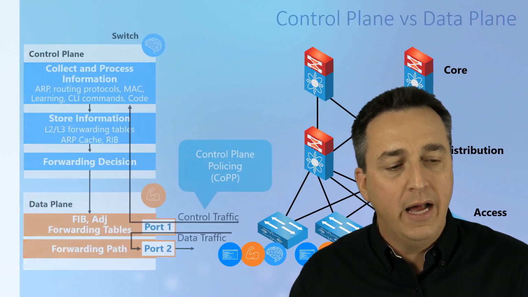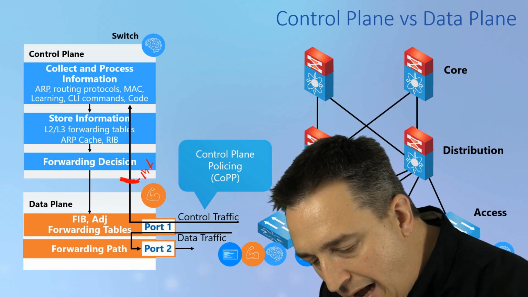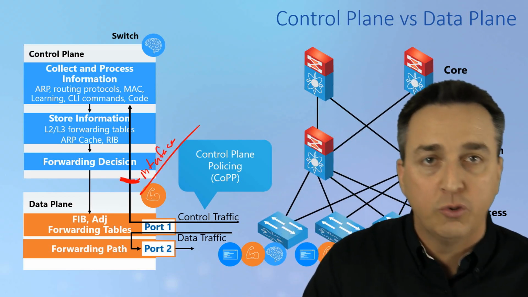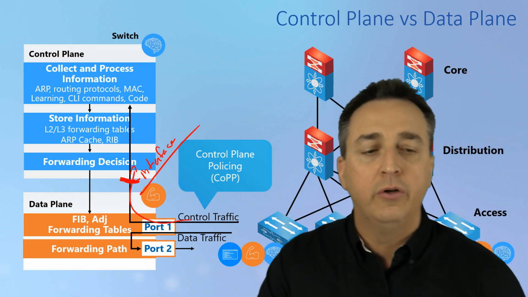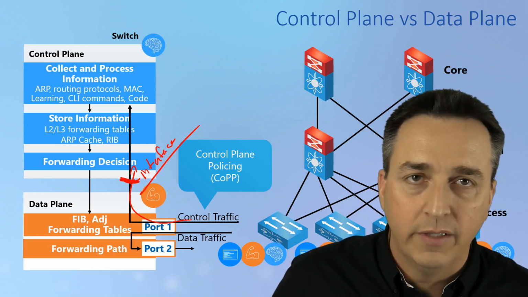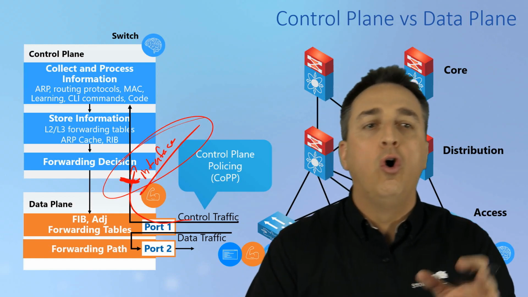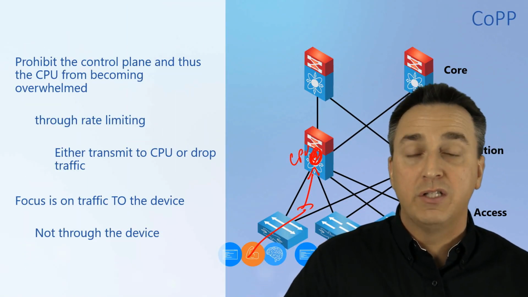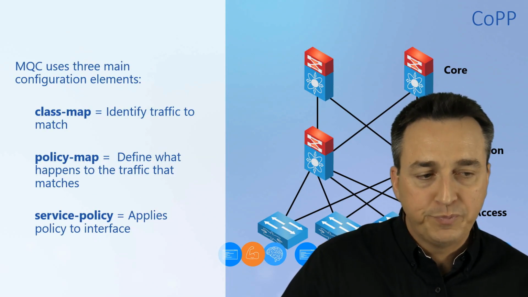And the reason why is because on our control plane right here, we actually have an interface. It's our control plane interface. It's a virtual control plane interface. So all traffic that gets punted to the CPU has to go through that control plane interface. All of it. So we're applying our CoPP policy to our control plane virtual interface so that all that traffic can then be inspected and filtered as necessary so we don't overwhelm our CPU.